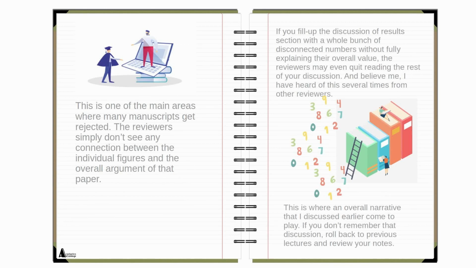This is one of the main areas where many manuscripts get rejected. The reviewers simply don't see any connection between the individual figures and the overall argument of that paper. If you fill up the discussion of the results section with a whole bunch of disconnected numbers without fully explaining the overall value, the reviewers may even quit reading the rest of your discussion. And believe me, I have heard of this several times from other reviewers. This is where an overall narrative that I discussed earlier comes to play. If you don't remember that discussion, roll back to previous lectures and review your notes.